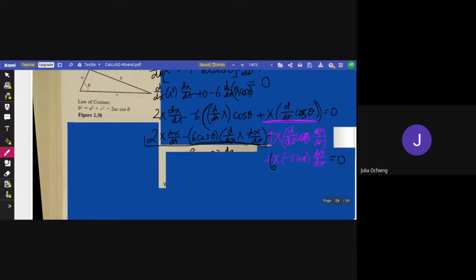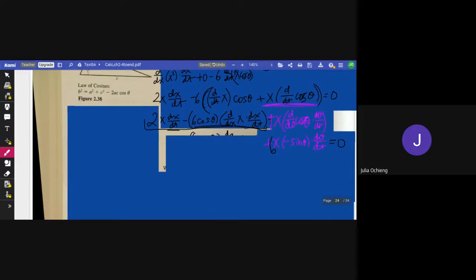We're solving for dx over dt. So we're going to want to get rid of this term right here and move it to the other side. In fact, I will actually write this just for the sake of clarity. I'll rewrite it. This whole thing together, the derivative of x in terms of x is just going to be 1. So that's going to cancel out to 1. So that's minus 6 cosine theta times dx over dt.